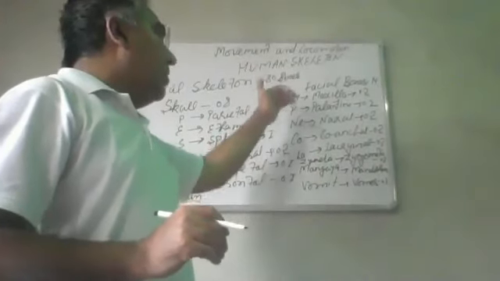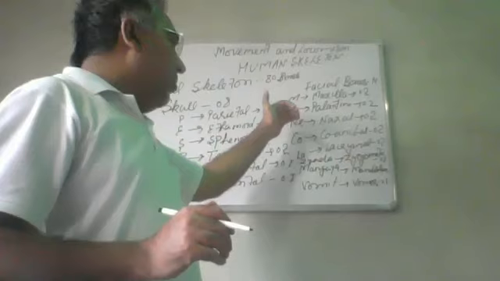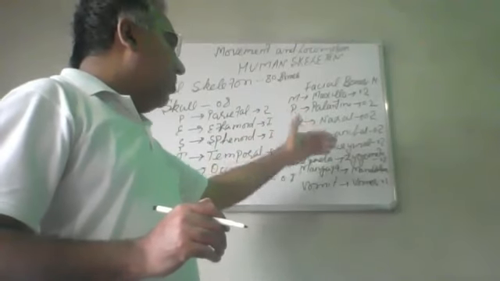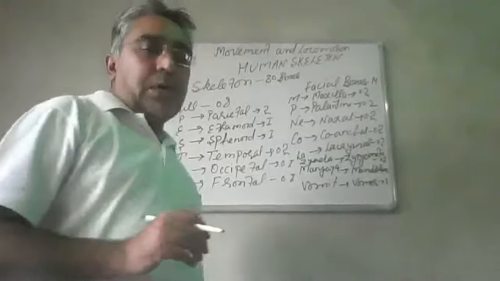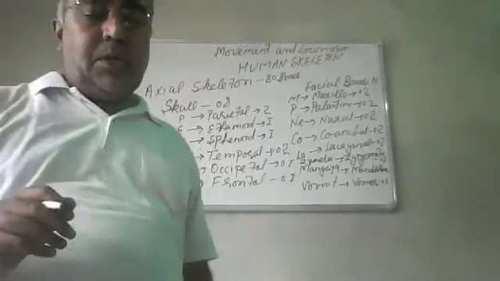Maxilla 2, palatine 2, nasal bone 2, concha 2, lacrimal 2, zygomatic 2, and mandible and vomer are 1 each. Therefore, these become the 14 bones of the facial bones.